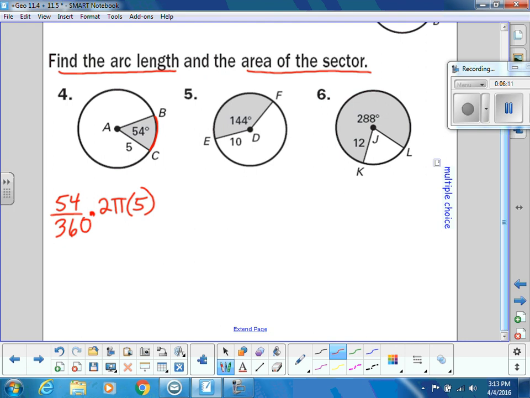So that'll be 3 over 20 times 10 pi. And again, I want to reduce that a little more. So this is going to be 3 pi over 2. So this is for the arc length.